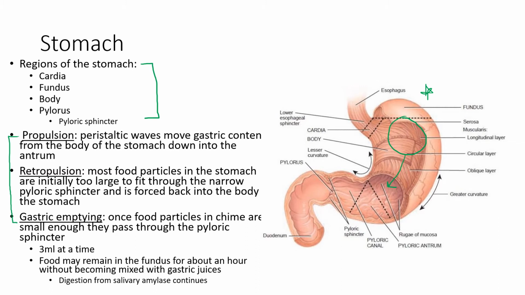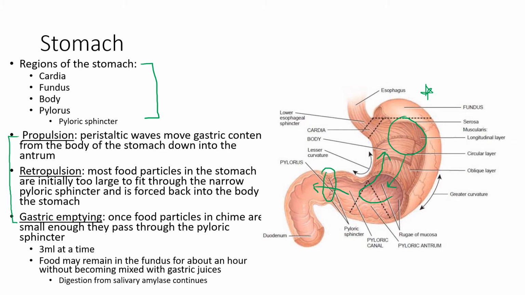Retropulsion is going to be occurring due to the fact that most of the food particles in the stomach are initially too large to fit through the narrow opening of the pyloric sphincter right here. So it is going to force the contents of the stomach, instead of going down here in this bottom portion, to push back up into the body of the stomach. So that's going to keep occurring until these food particles are small enough to fit through our pyloric sphincter.